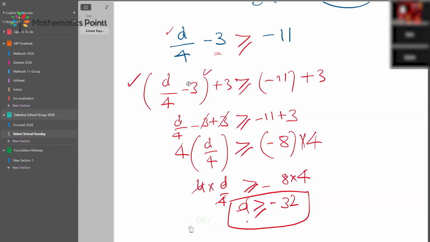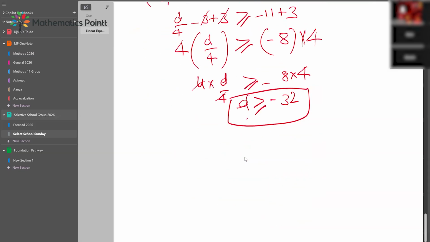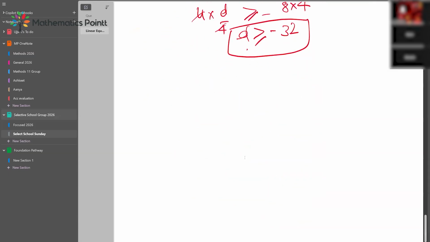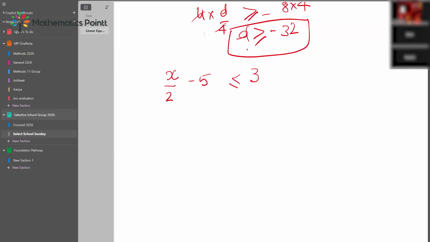All right. Let's try maybe one more very similar. Let me pull something out of my hat again. All right, let's try this. x over 2 take away 5 is less than or equal to 3. Go for it. Take your time. There's no rush to the finish line, okay?